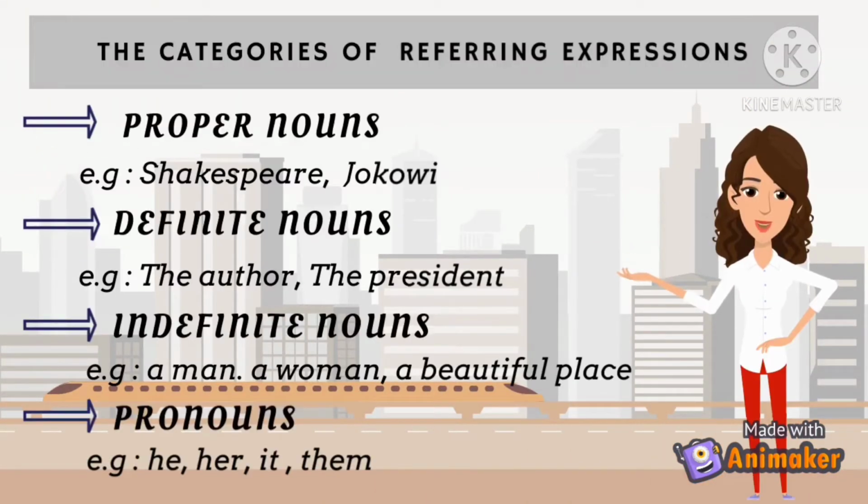The categories of referring expressions. 1. Proper nouns. Example, Shakespeare, Jokowi. 2. Definite nouns. Example, the author, the president. 3. Indefinite nouns. Example, a man, a woman, a beautiful place. And 4. Pronouns. Example, he, her, it, them.